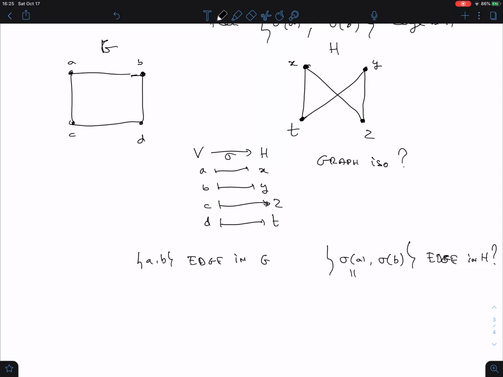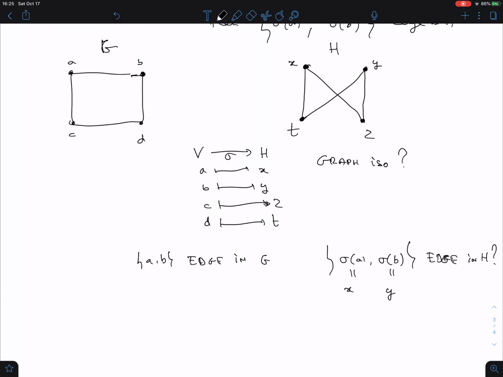Well, sigma A is X, sigma B is Y. Oh dear, that's not the case. So they are not isomorphic, Professor. I'm convinced. Well, perhaps you took the wrong renaming. I mean, these graphs are not. Why? What was the mistake here that I made?